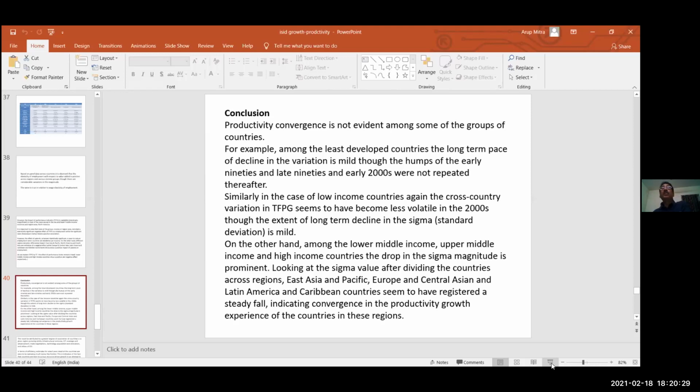On the other hand, among the lower middle-income, upper middle-income, and high-income countries, the drop in the sigma magnitude is prominent. Looking at the sigma value after dividing the countries across regions, East Asia and Pacific, Europe and Central Asia, and Latin America and Caribbean countries seem to have registered a steady fall, indicating convergence in the productivity growth experience of the countries in these regions.